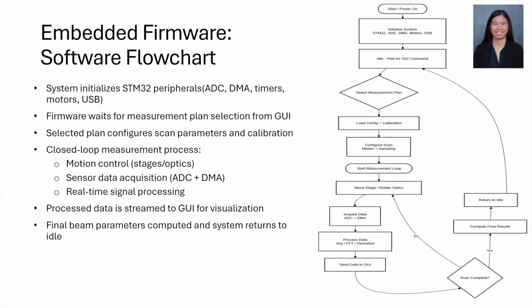And then it goes through a closed loop measurement process of either motion control, sensor data acquisition, or real-time signal processing. And then any process data is streamed to the GUI for any visualization or additional processing. And then our final beam parameters are computed and the system returns to idle.